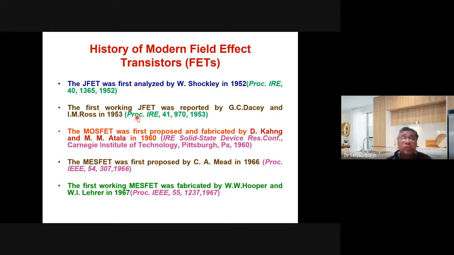And then the MOSFET was first proposed and fabricated by Kahng and Atalla in 1960, both independently fabricating the structure. Then the MESFET, another field effect transistor, almost similar to that of Lilienfeld, was proposed by Mead in 1966, and the first working MESFET was fabricated by Hooper and Lehrer in 1967. These are some of the genesis of the field effect transistors.